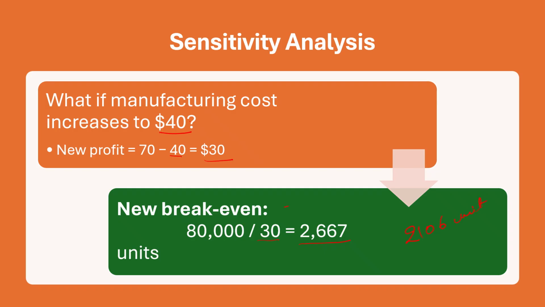So notice what happened. A small increase in the cost caused the break-even to increase by more than 500 units, approximately. This is financial sensitivity. Now, we'll pause here for a minute and think. Would you still invest in this project? What risks have increased? Think about it. This is where the engineer begins thinking like a decision maker rather than just a designer.